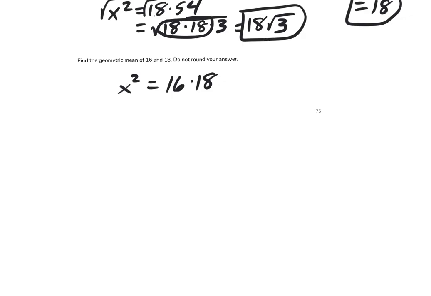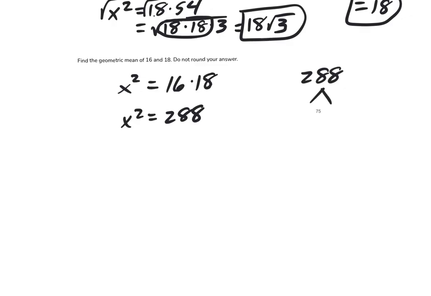x squared equals 288. Okay. So we're going to start with 288. I want to find one thing that goes into 288. Anything you want it to be.